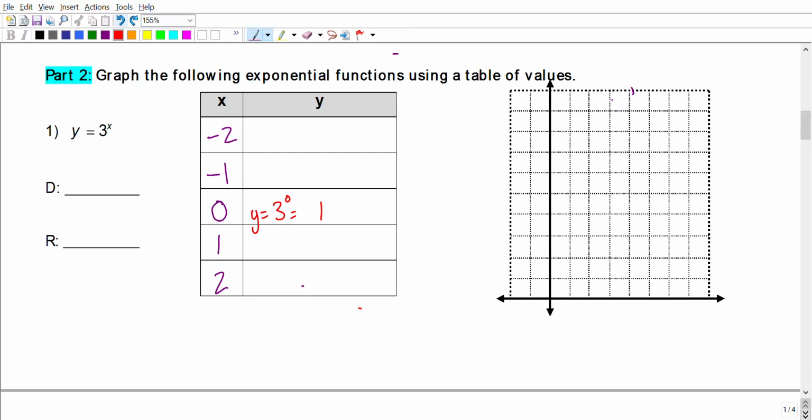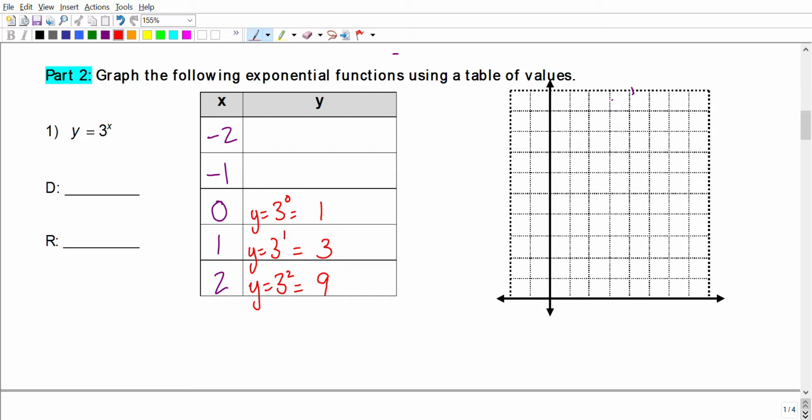Now let's do the same thing with 1. So this is y equals 3 to the x, but now our x is 1. So what do we get? What's 3 to the 1? 3 to the 1 is 3. Let's keep going. So this is y equals 3 to the second, but 3 to the second is just like 3 times 3, which is actually 9.